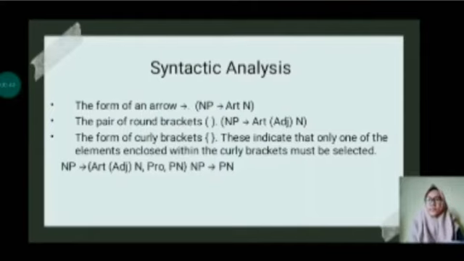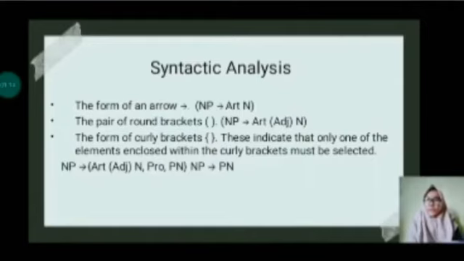The first is the form of an arrow. As you can see on the PPT, the symbol of an arrow is like that. NP, an arrow, articulation, and noun. That is, noun phrase consists of articulation and noun.